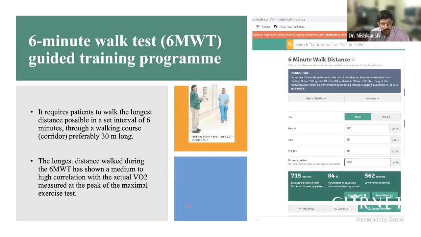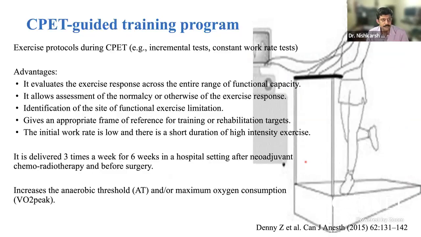So there are calculators also. What you can do is select the gender, height, age, and weight, and add the distance traveled. It will show what is expected, the percentage of expected, and the lower limit of normal. So all these things you can get on the click of a mouse, but you must know how the test is to be done and you must measure the distance walked accurately.